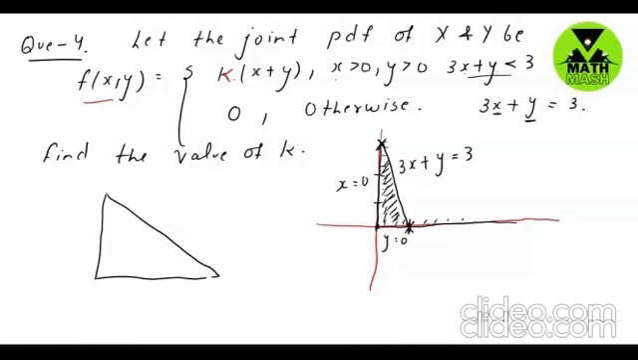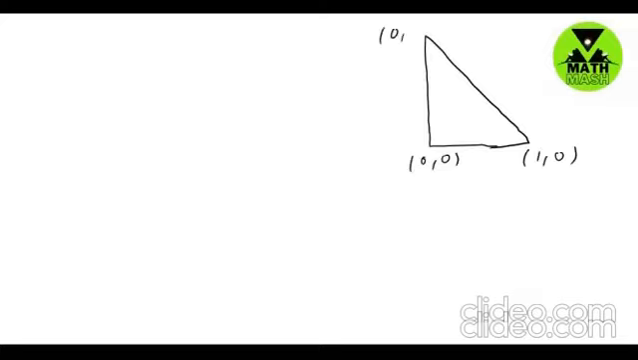So I am simply plotting this region: this is x equals 0, y equals 0, and this line is 3x plus y equals 3. This point is x equals 1, y is 0, and this is x is 0, y is 3. So in this region the function is defined. Now find the value of k. The region is something like this, with points 1, 0, and 0, 0, and 0, 3.